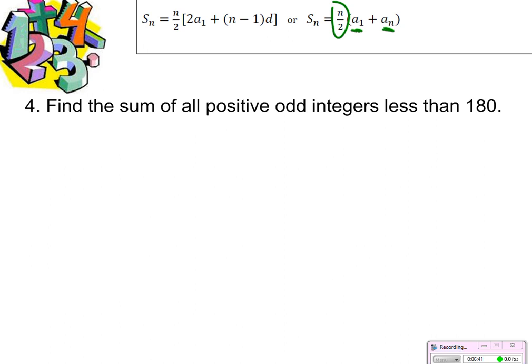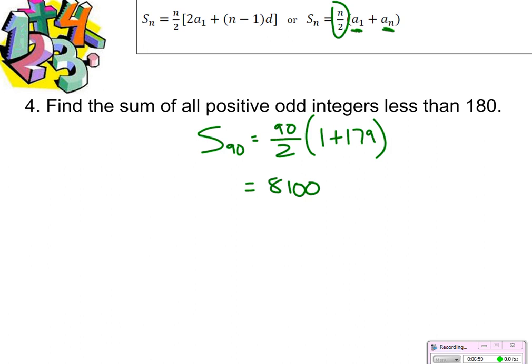So it's going to look like this. So 90 divided by 2 times 180. So 45 times 180. So that sum is going to be 8,100. Okay, number of odd integers, first odd integer, last odd integer, less than 180. That one's pretty straightforward, I hope.